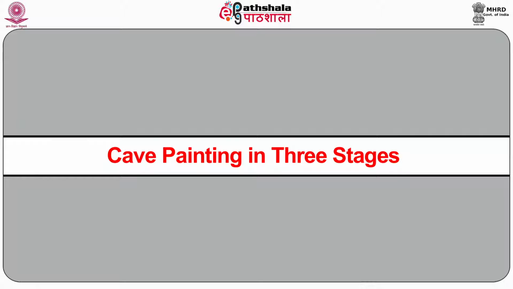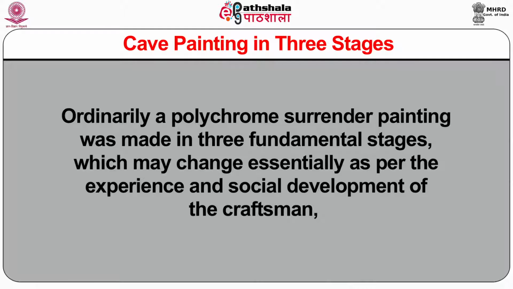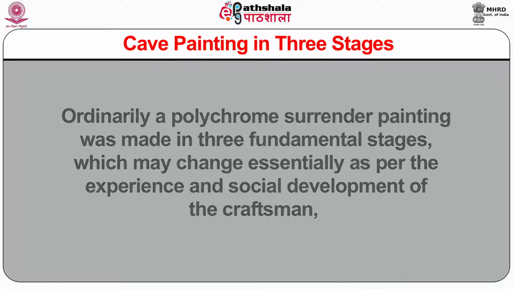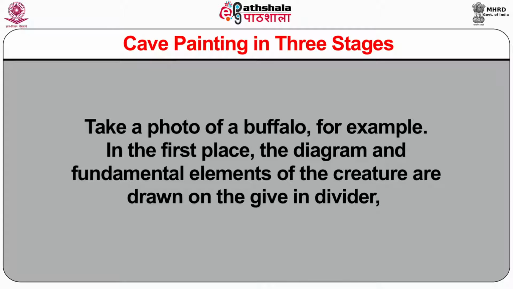Now we shall discuss the three stages of cave paintings. Ordinarily, a polychrome cave painting was made in three main stages, which may change significantly according to the experience and cultural development of the artist, the nature and shape of the stone surface, the quality and kind of light, and the raw materials available. Take a picture of a buffalo, for example.